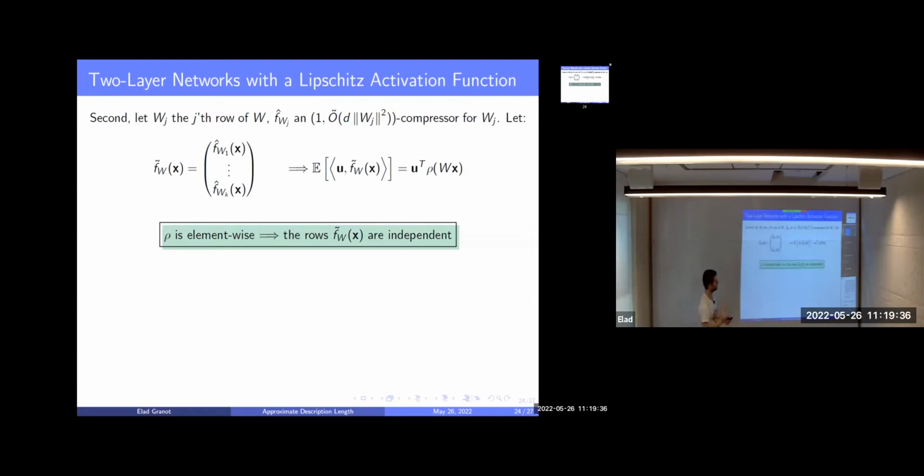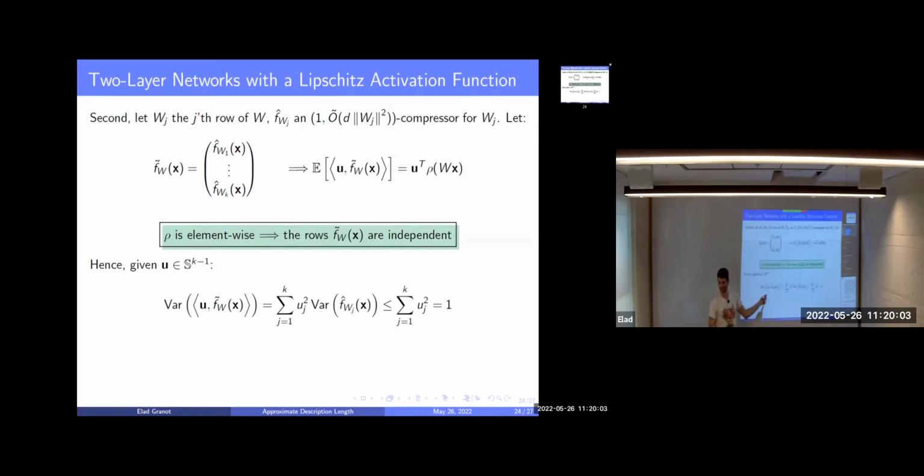More importantly, note that rho is element-wise. So the outputs of the concatenation function are independent, because for each value we create an independent set of parameters, and rho is element-wise. The variance of the sum of independent random variables is the sum of the variances, which is just still 1. We keep the same variance. So we managed to not increase the variance, even though we use, I don't know, infinitely many neurons.